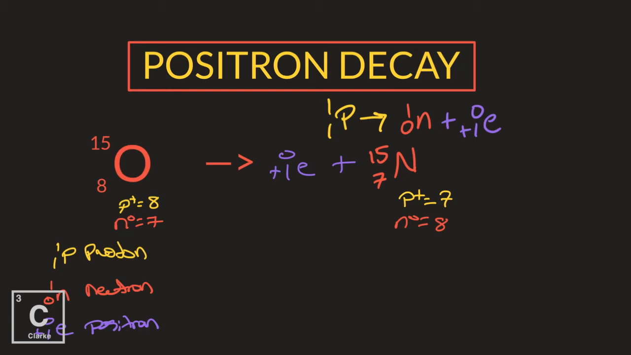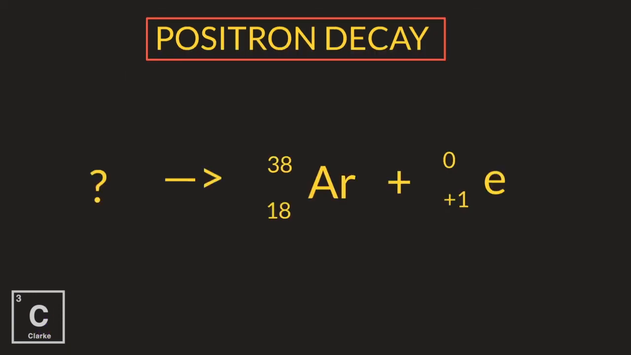Let's try an example where we don't count out all the protons and neutrons. Again, I want you to figure out what we started with. Kind of doing the same process with each lesson on each of these types of decay. So let's write our little note up here. We have a proton. It's decomposing into a neutron and it's shooting out a positron.